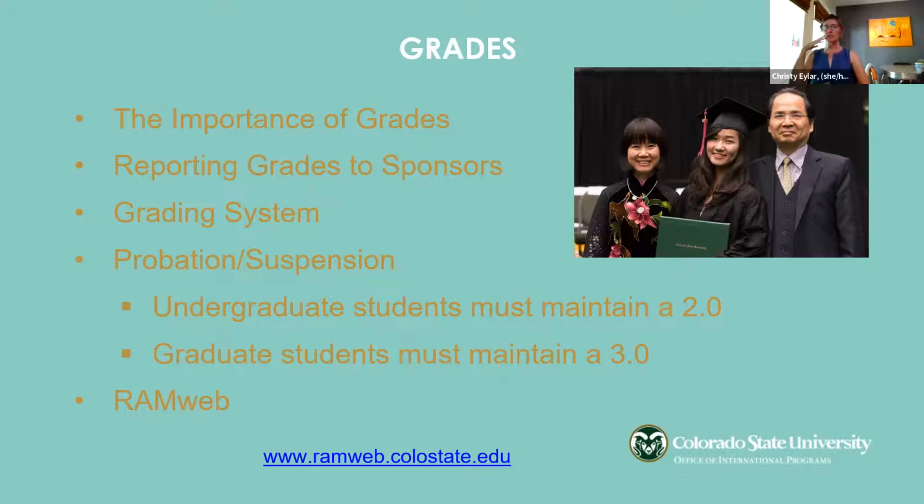So it's very important that you work hard to maintain that grade point average so that you don't end up being dismissed from CSU. And your sponsors may have even higher requirements for your grade point average. So make sure you're aware of those as well. For graduate students, you need to maintain a 3.0 or a B average during your time here. And if you aren't able to do that, you will be put on academic probation and you have 1 semester to bring that GPA back above a B average or a 3.0, or you would be academically dismissed.